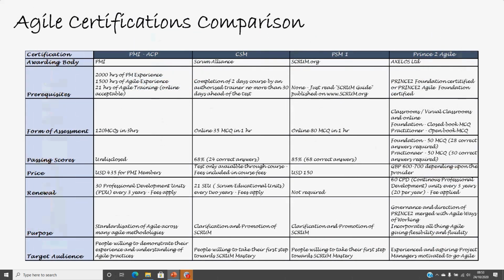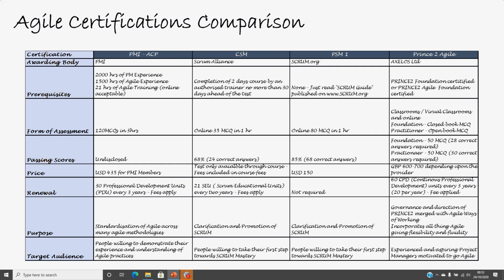So now I'm going to talk about this final slide, which is what are the Agile certifications available in the market, and what are they all about. So let's talk about these four. By the way, there are quite a lot of certifications available, but I'm only talking about these four certifications because I can't cover all of them.